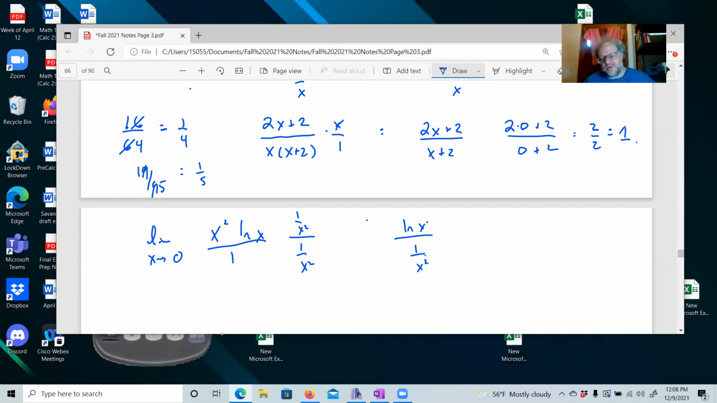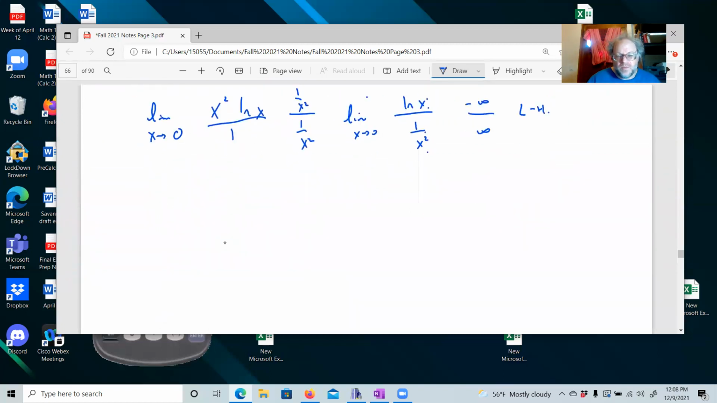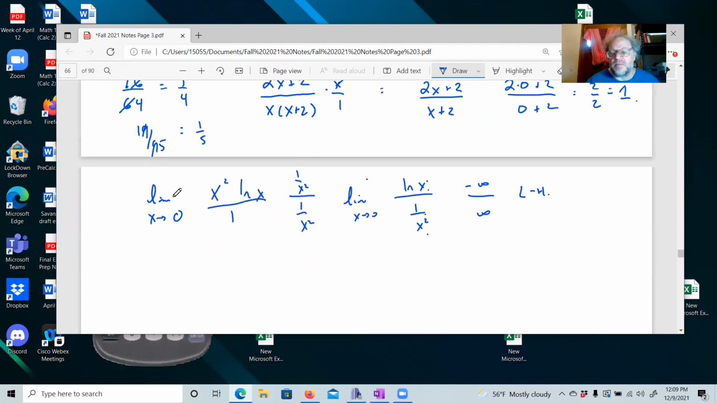Can't do anything with that. Right? With x equal to 0 here, we're going to get infinity, and with x equal to 0 here, we're going to get negative infinity. You say, oh, look, it's an indeterminate form. Use L'Hopital's. So what is the derivative of the top? What is the derivative of the bottom? This is L'Hopital's rule. This is not quotient rule. So be really careful about how you're perceiving this and how you're working the problem.